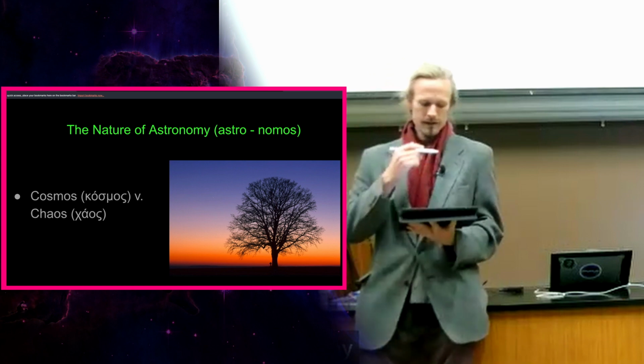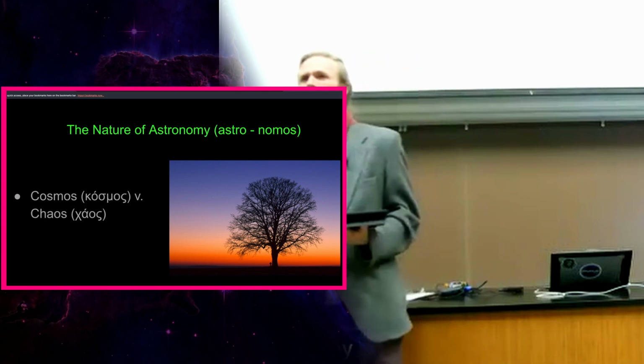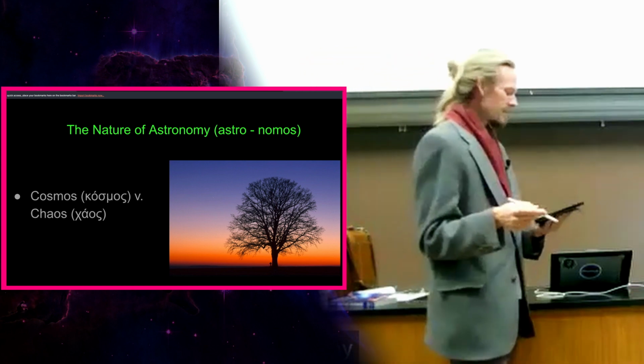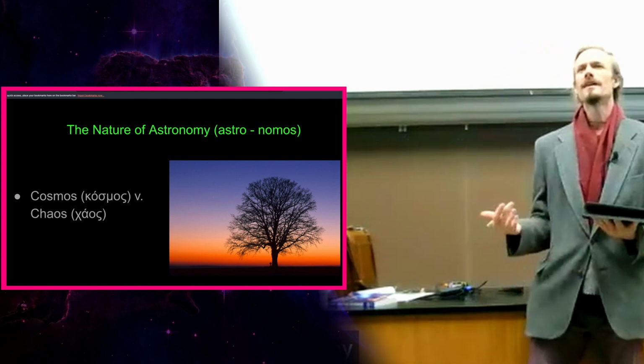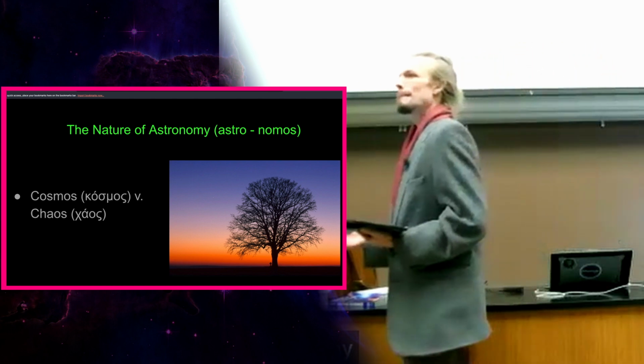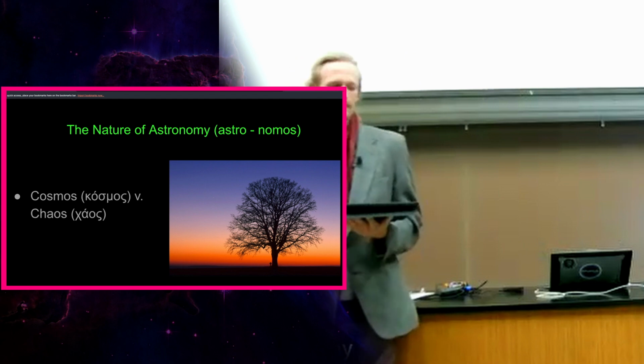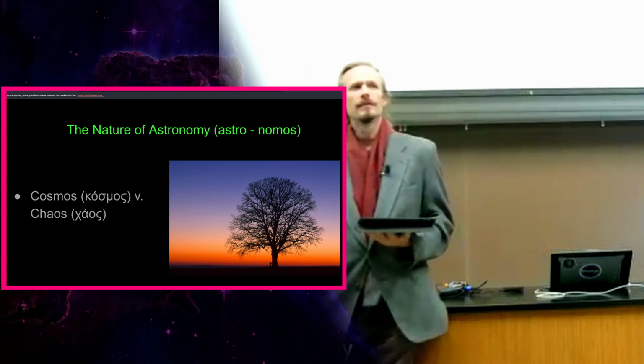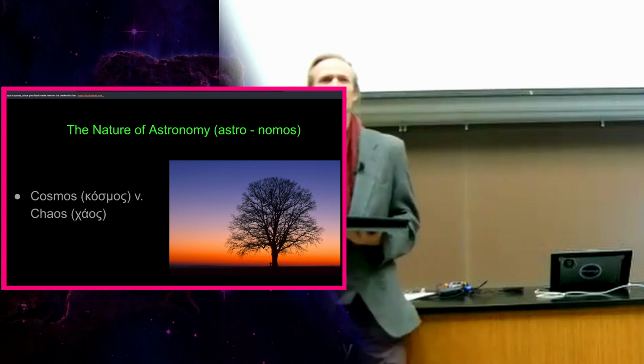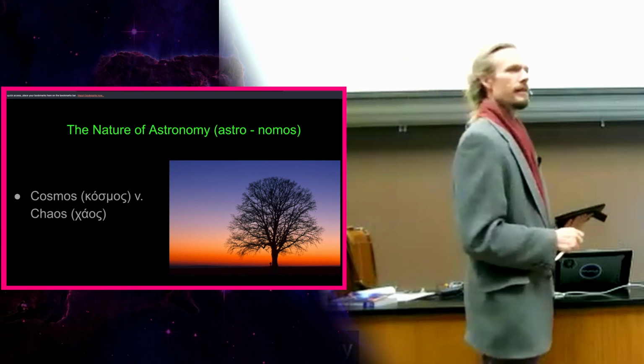All right, two of my favorite words. These are going to keep coming up over and over again. Cosmos and chaos. So what is cosmos? Anybody? It's order, yeah. And obviously chaos is whatever the opposite of order is, right?